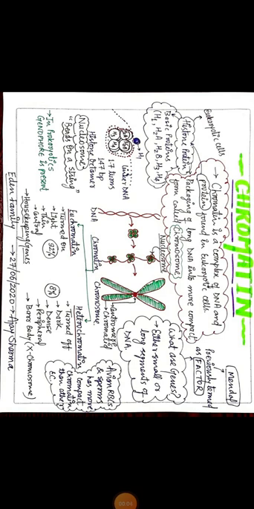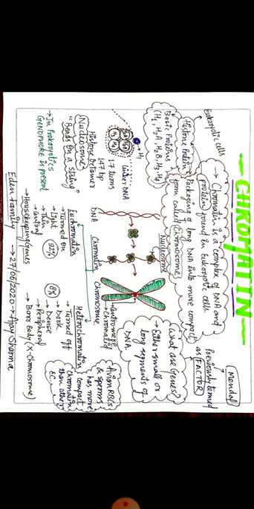Today we are discussing the second part of our journey from DNA to chromosome. So you can see on this paper, today's topic, the second part, is chromatin. The word chromatin means chroma, meaning color, and tin, meaning filamentous structure.